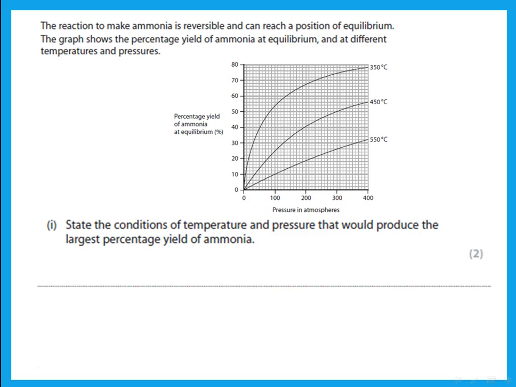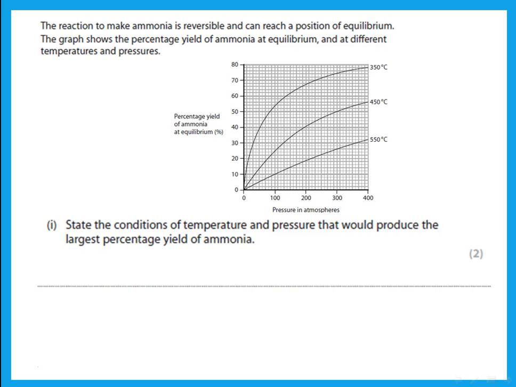So we have a graph that shows what happens when we increase the pressure. But then we have another graph that gives the data at a different temperature and a third graph at another different temperature. So he's changing temperatures and he's changing pressure. Now he's saying state the conditions of temperature and pressure that would produce the largest percent yield of ammonia. Where did we get the largest amount of ammonia?